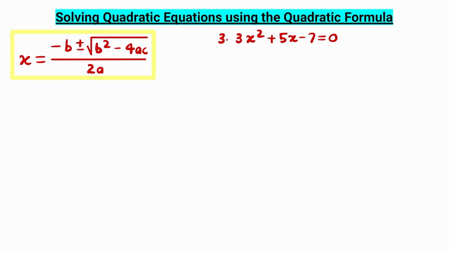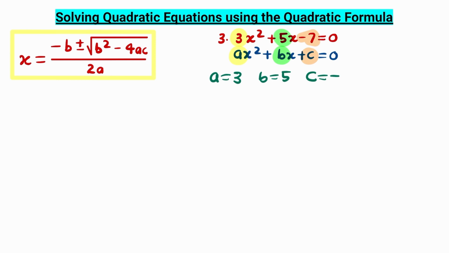3x squared plus 5x minus 7 equal to 0. Now what should we do? We should identify the a, b and c values. So in this example, a is the coefficient of x squared, which means it is 3. A is equal to 3. And then b is the coefficient of x. The coefficient of x in our quadratic equation is 5. B is equal to 5. And c here is the non-x term. In the quadratic equation above, the value of c is not plus 7. The value of c is minus 7. C is equal to minus 7.